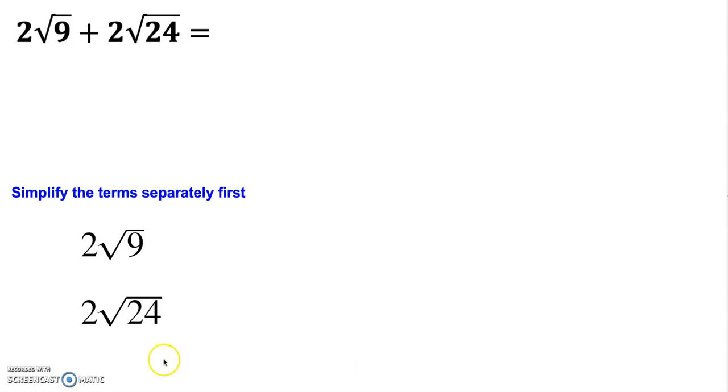All right. Here we have 2 root 9. That's going to become 2 times 3 because the square root of 9 is just 3. And that becomes just 6.